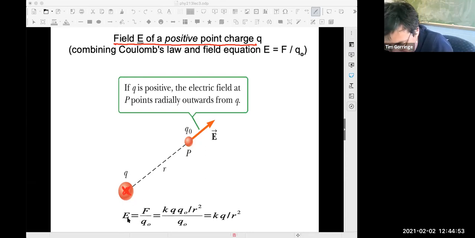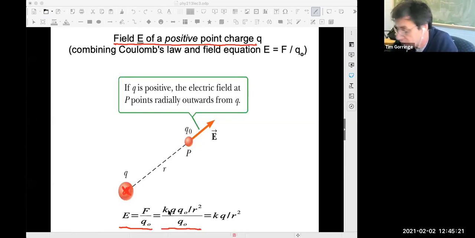To write down what the electrical field is of the single positive point charge, all I'm going to do is take this field equation. Here it is. The electrical field at that location is the force on the test charge divided by the charge of the test charge. That's F over Q naught. And then I'm just going to fill in Coulomb's law for the force between these two point charges, the source charge and the test charge.